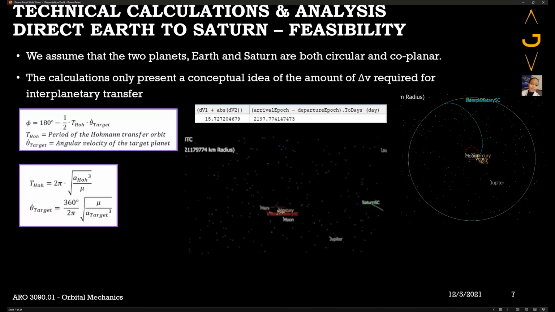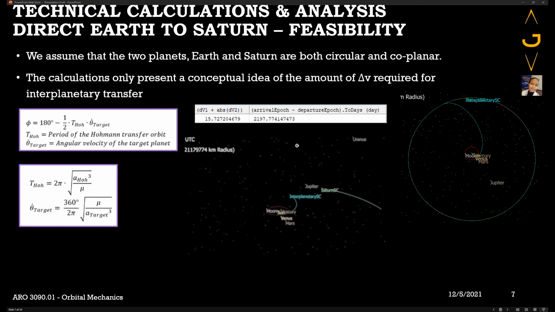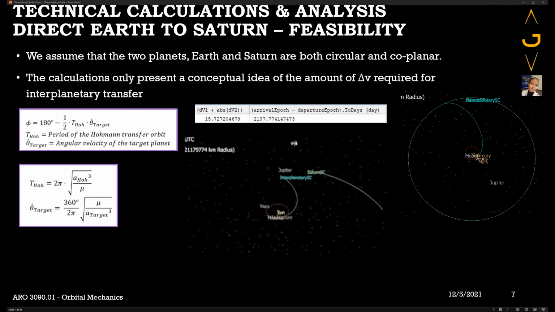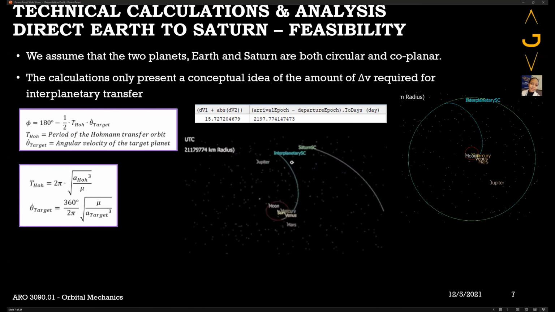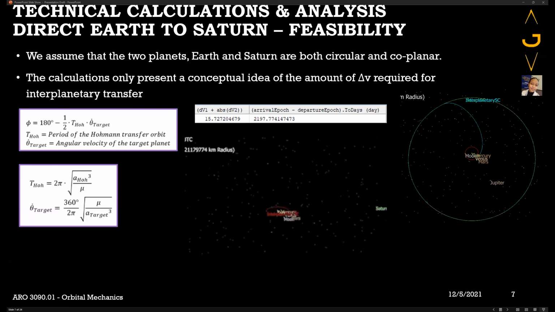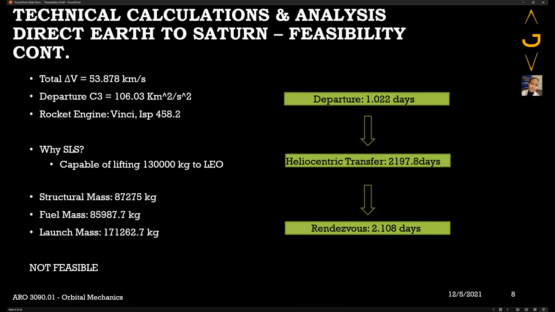The heliocentric part of the mission was also designed in free fire, which confirmed the cost of a mission found earlier for impulsive maneuver. We also found the total time it takes to accomplish the transfer, which is 2197.9 days. Using Kepler's equation, we also found that departure time was 1.022 days and rendezvous time was 2.1 days.